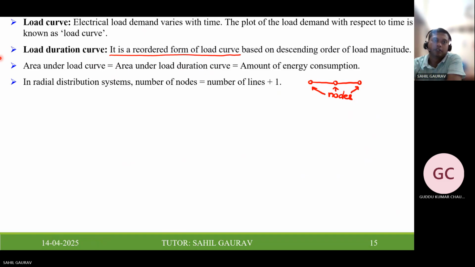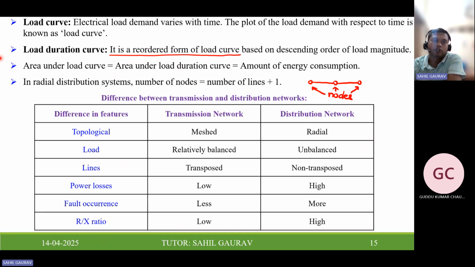Now we have seen load curve and load duration curve. We know that our electrical load varies with time, and the plot of load demand with time is the load curve, while the load duration curve is derived from the load curve based on the descending order of load magnitude. And the area under the load curve is equal to the area under the load duration curve, that is equal to the amount of energy consumption.